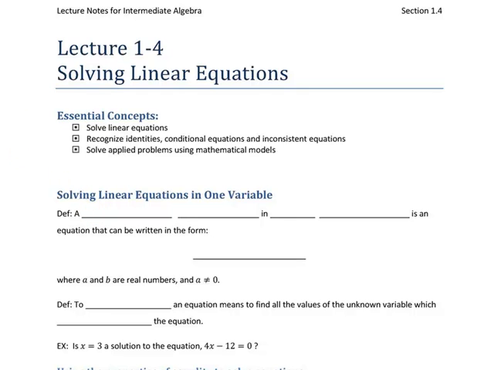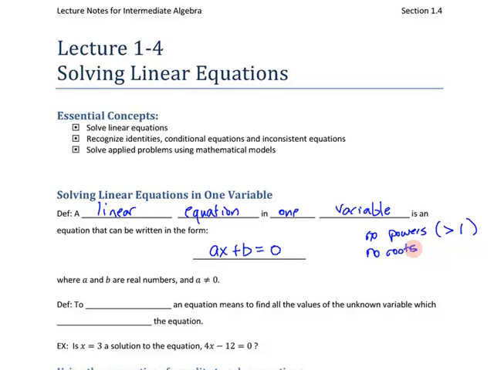A linear equation in one variable is an equation that can be written in the following form: ax plus b is equal to 0. What makes it linear is there are no powers of x greater than 1. There are no roots. X is not in a denominator. Those are some key aspects that make this linear, but most importantly, you could eventually write it in this form. That's going to be called a linear equation.